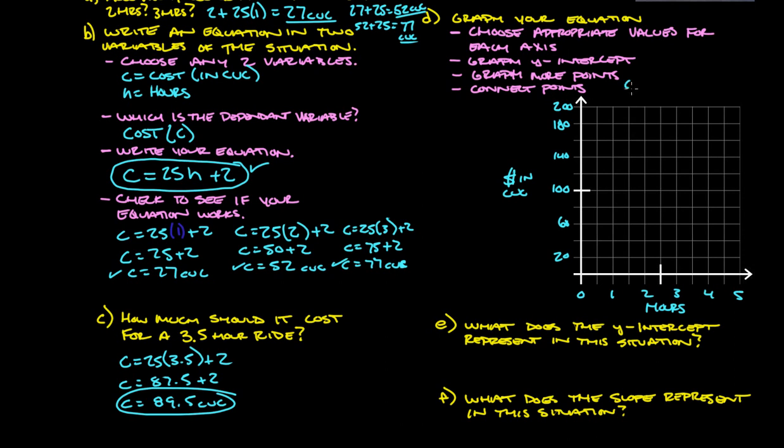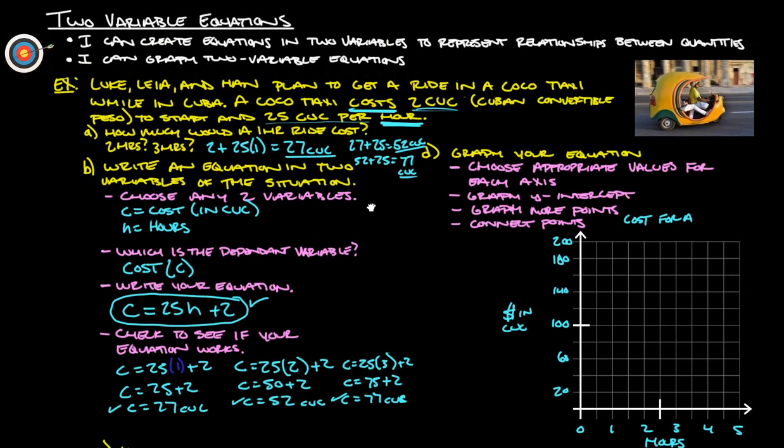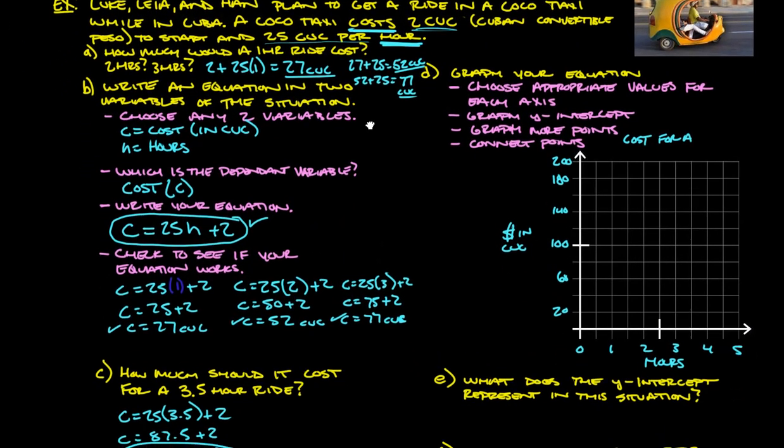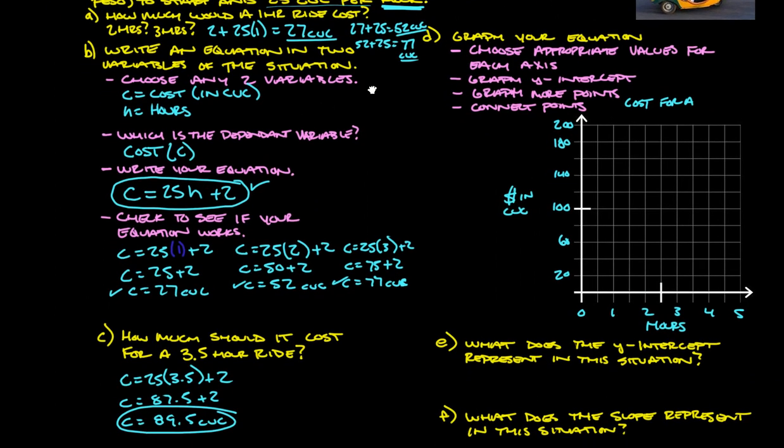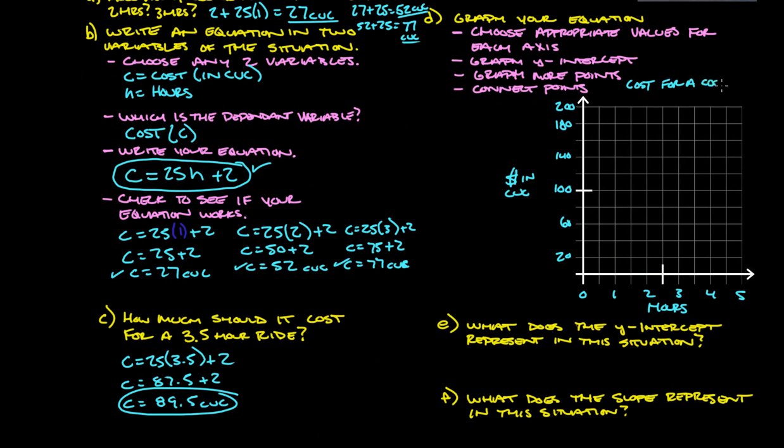So cost for a, what was it, a coconut? What's that thing called? A cocoa taxi. Let's move it up far. Cocoa taxi ride. Something like that.